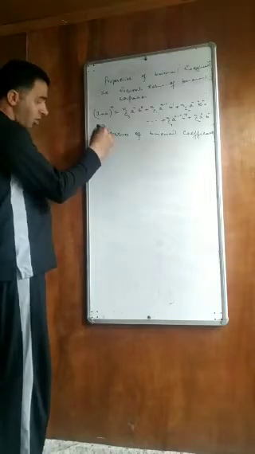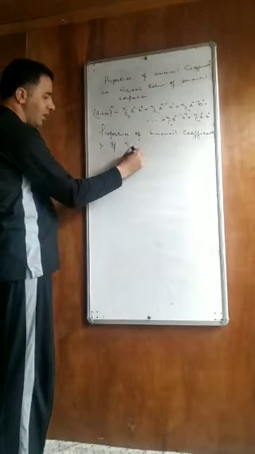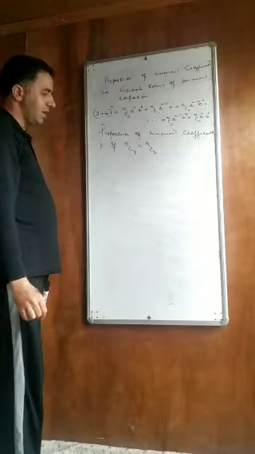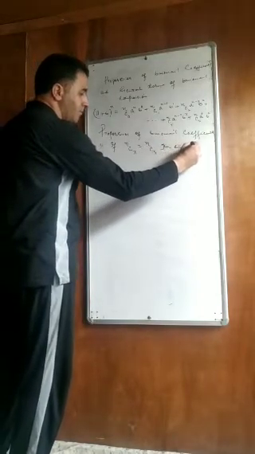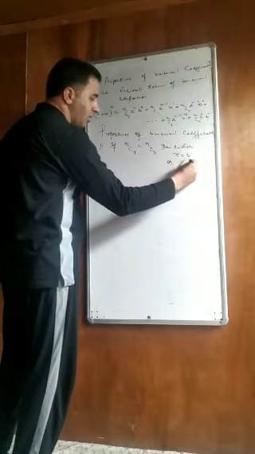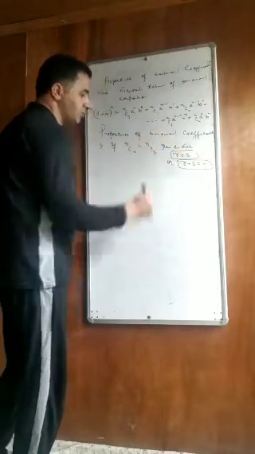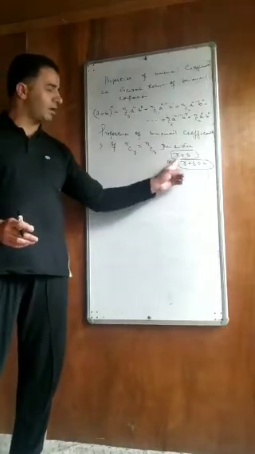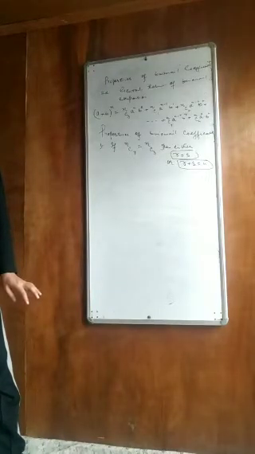NCR, our property is, if NCR is equal to NCS, then either R is equal to S or R plus S is equal to N. This is the first property. Means whenever NCR is equal to NCS, then either R is equal to S or R plus S is equal to N.